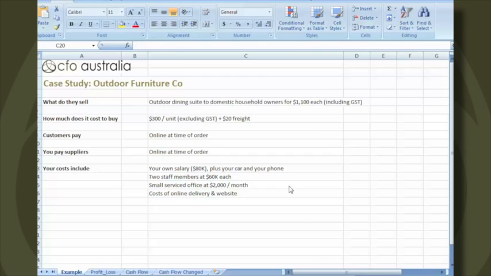The example we're looking at today is an outdoor furniture company. This is a company that sells a dining suite that may go in your backyard, out on your patio, that sort of thing.